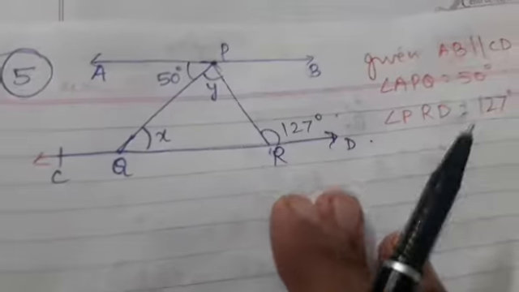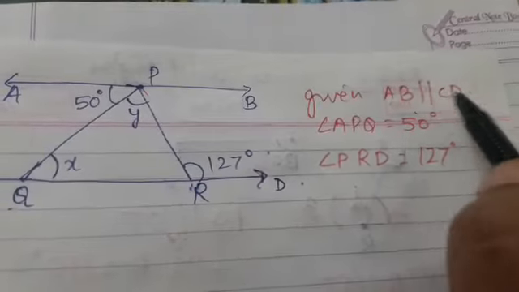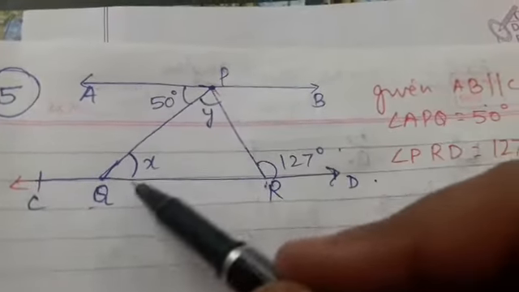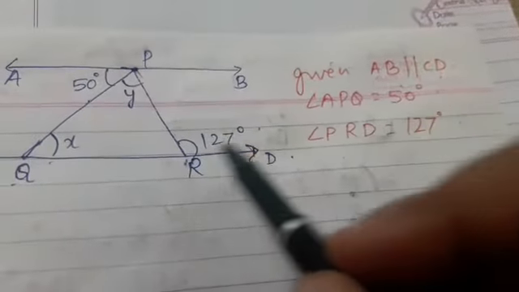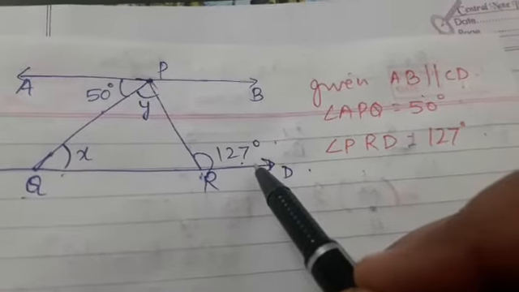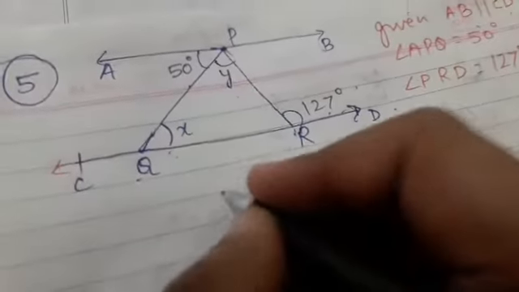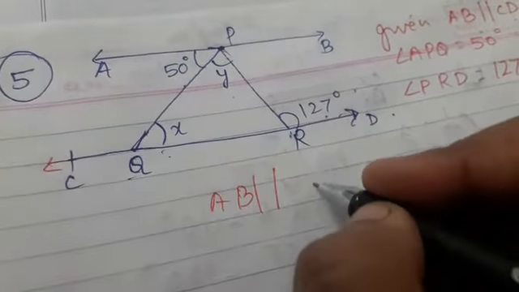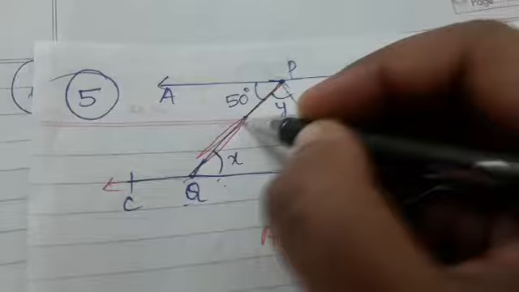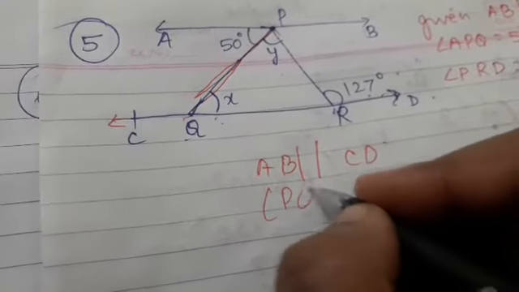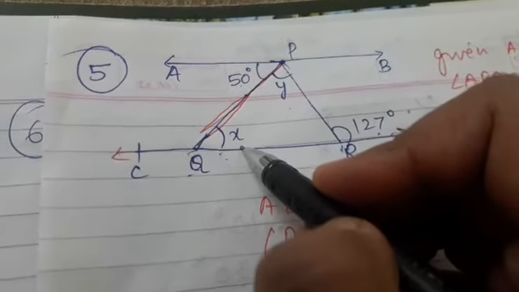Question number 5. In question 5, it is given that AB is parallel to CD, which I have written here. AB is parallel to CD. Angle APQ is equal to 50 degrees, and angle PRD is equal to 127 degrees. We have to find x and y. Now, you know that AB is parallel to CD, and PQ is the transversal. This is a transversal. So when PQ is a transversal, you can say that 50 degrees and x form alternate interior angles.